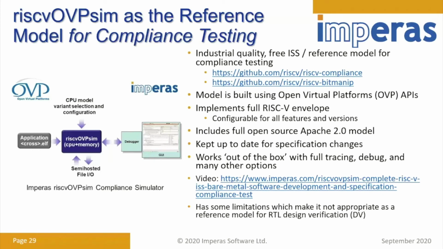And I mentioned the difference between compliance and design verification. So we're part of the compliance working group, and our model is used as the reference within the compliance framework. What this allows you to do is to be able to build tests and then execute the tests on that reference model, and be able to generate the signatures which are used as part of that compliance framework. And in fact, we're also a part of the bit manipulation group as well, and we're able to execute those extensions in their current intermediate form.